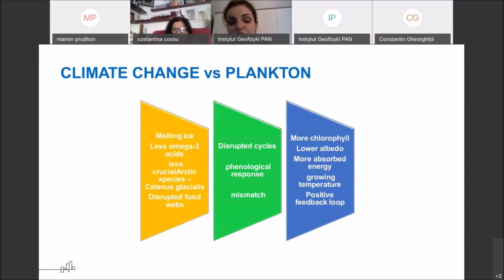For example, if there is more phytoplankton, there's more chlorophyll. This is how we know there's more phytoplankton. If there's more chlorophyll, that means that very often the albedo lowers. If albedo lowers, there is more absorbed energy, and the temperature of the water is growing, and this is an example of a positive feedback loop, increasing and enhancing the climate change effects.